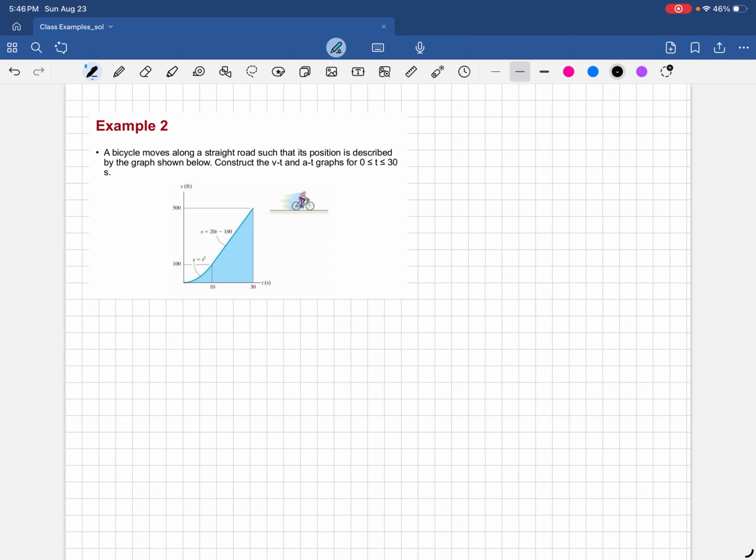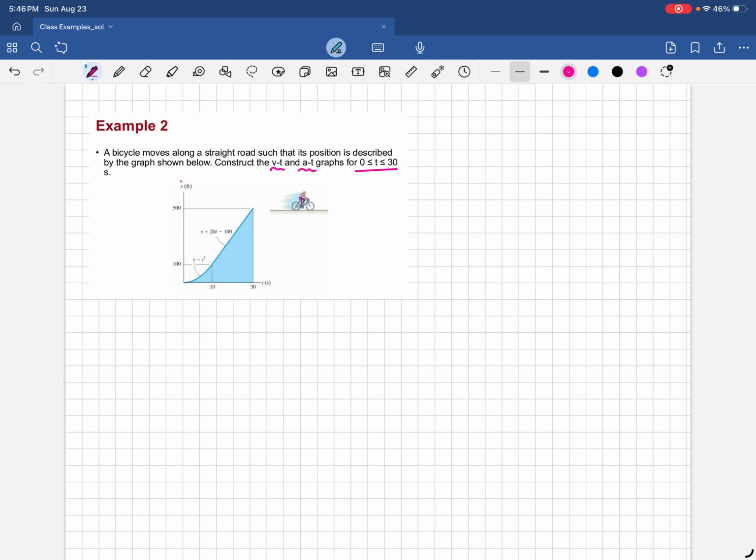Example 2. A bicycle moves along a straight road such that its position is described by the graph shown below. Construct the v-t and a-t graphs for the interval 0 to 30 seconds.